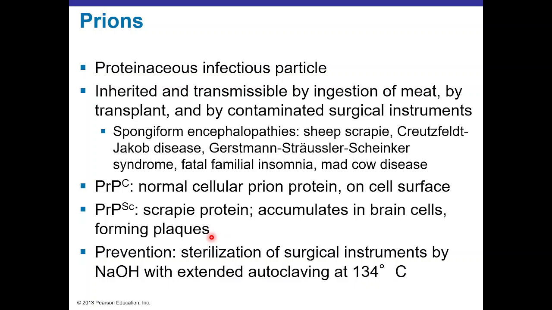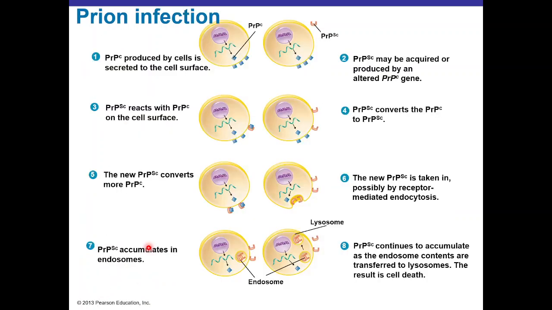Prevention for having these prions contaminating surgical instruments is by autoclaving the contaminated surgical instruments for a longer period of time, more than 15 minutes, and at a higher temperature, at a temperature of 134 degrees Celsius. But these instruments previously also had to be treated with sodium hydroxide to denature the proteins that cause spongiform encephalopathies. So this is the cycle of infection of prions.